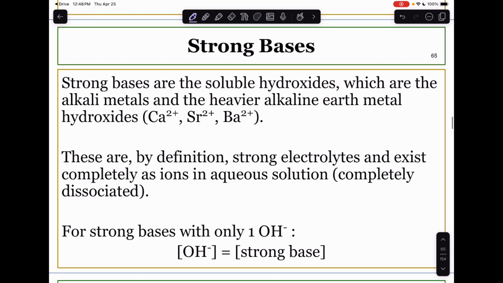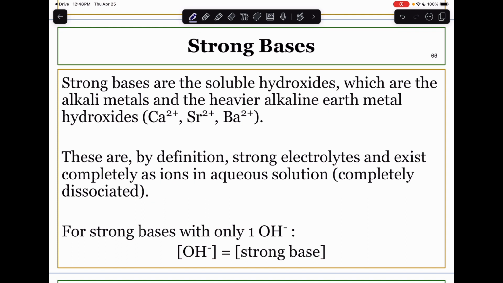Our strong bases are any hydroxide with an alkali metal. The alkali metals are the elements in the first column of the periodic table: lithium, sodium, potassium, rubidium, cesium, francium. Any of those with hydroxide, like LiOH, lithium hydroxide, or NaOH, sodium hydroxide, any of those are strong bases, and the concentration of your strong base is equal to the concentration of hydroxide.